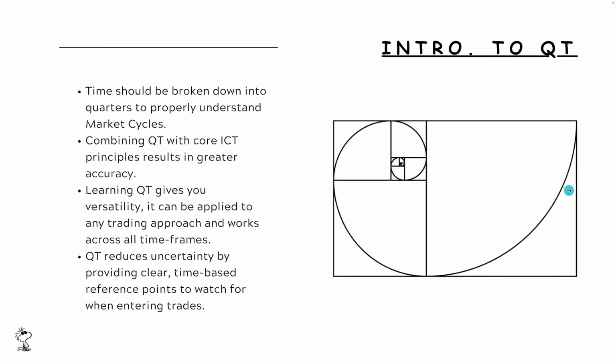Introduction to quarterly theory. Time should be broken down into quarters to properly understand market cycles. Combining quarterly theory with core ICT principles such as smart money concepts results in greater accuracy. Now, combining both quarterly theory and smart money concepts, a lot of people are going to start picking up how very, very correlated they are.